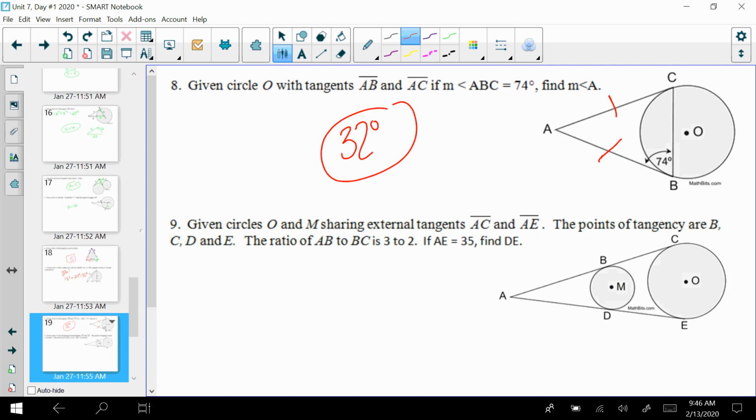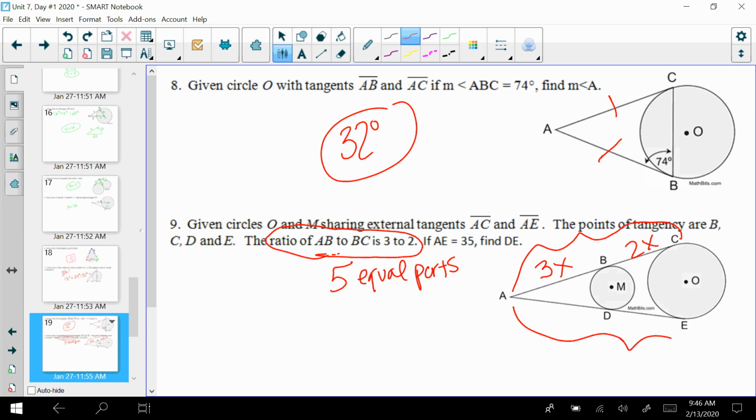This one, if the ratio is 3 to 2, then that means that there's 5 equal parts, right? The ratio of AB is 3 to 2, so I'm just going to call it 3x to 2x, and I know that there's 5 equal parts here total on the whole thing. And then it says that this is 35. Okay, well, this is going to be the same thing here. If this is 3x and this is 3x, this is 2x and this is 2x. So now I have to break those 35 into 5 equal parts.